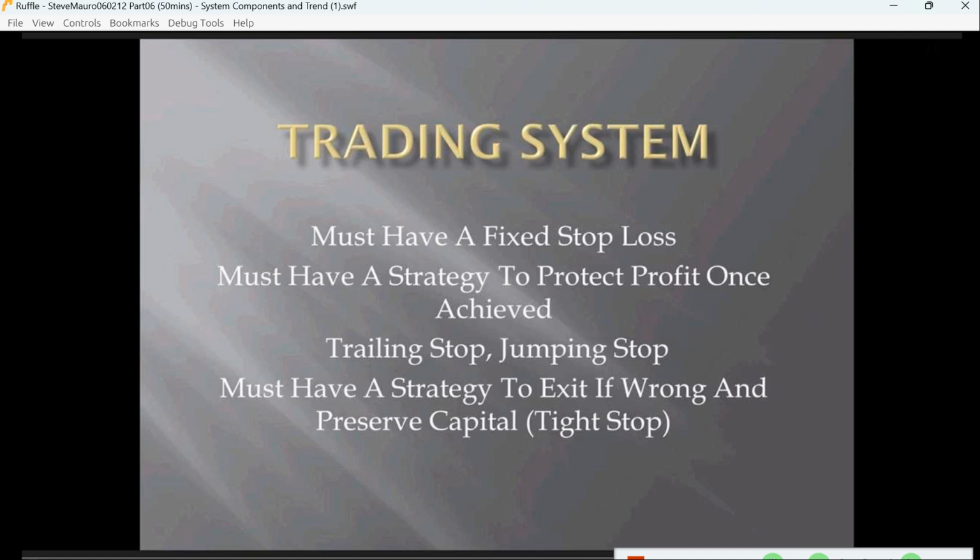Very important. You've got to have a fixed stop loss. I talked to you earlier a little bit about stops, but you got to have some way to protect your equity if you're wrong, and you got to have some way to protect your profit if you're right. You can't just put trades on, put a stop, put a limit, and walk away. And that's in textbooks. I've read it. It says, let the market prove you wrong.